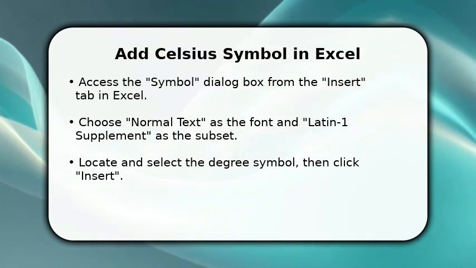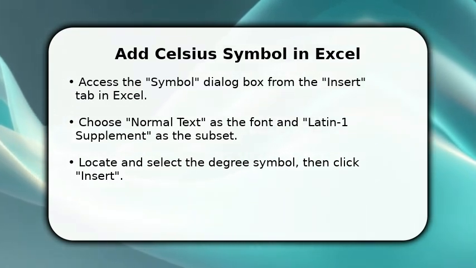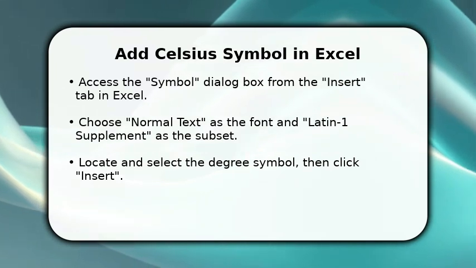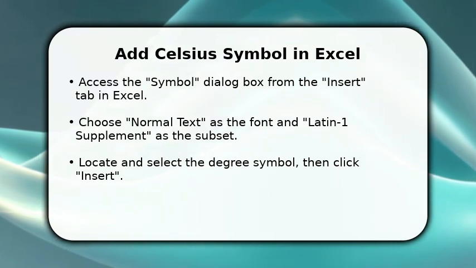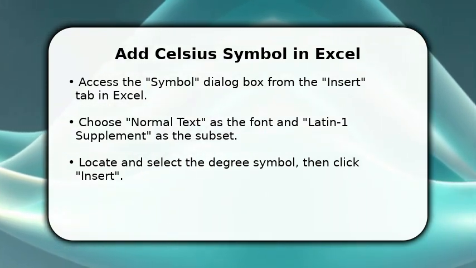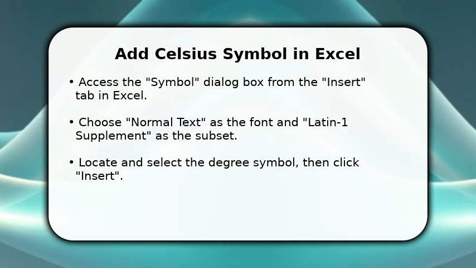From the Font drop-down, select Normal Text, and for the subset, choose Latin 1 Supplement. Scroll down to find the degree symbol, click on it, and then press Insert to place it into your cell. This is a straightforward way to add the symbol.